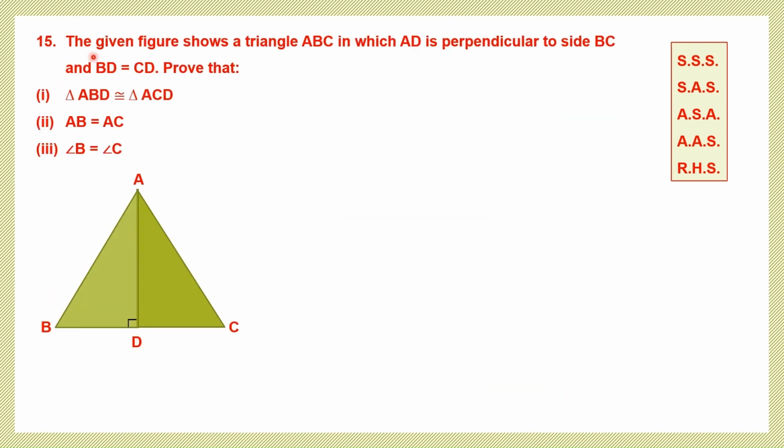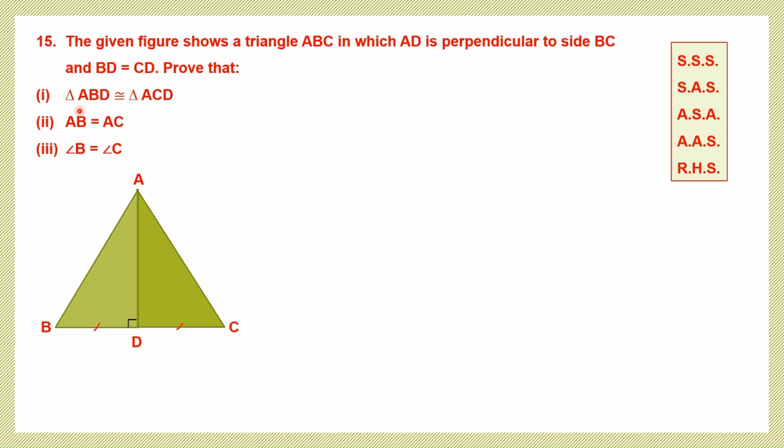Question 15. The given figure shows a triangle ABC, this triangle, in which AD is perpendicular to side BC, and BD is equal to CD. Let's mark that. So the perpendicular has cut this line into two equal halves. That's why these two sides are equal.